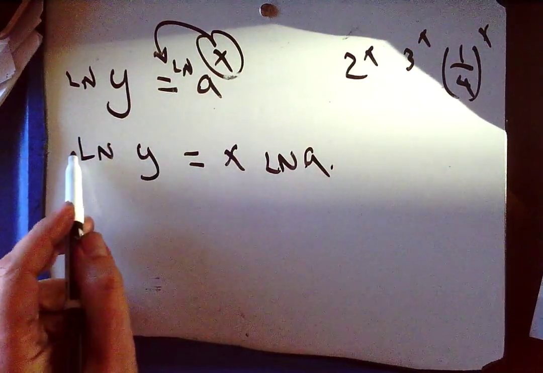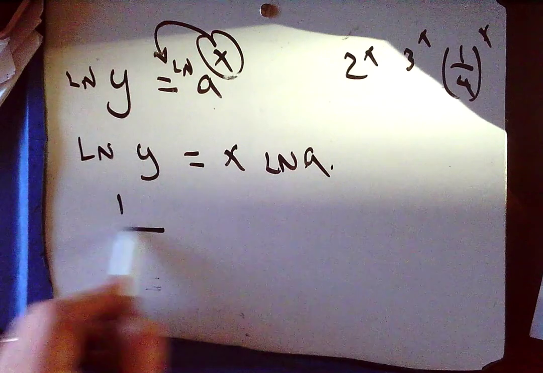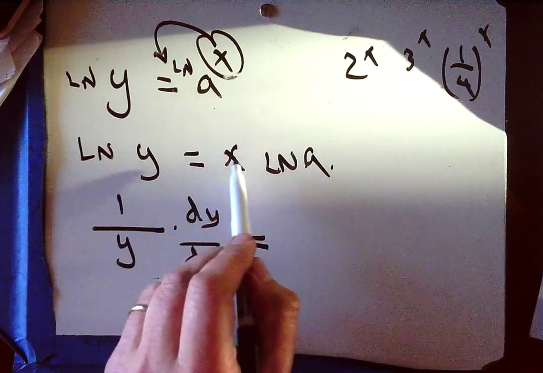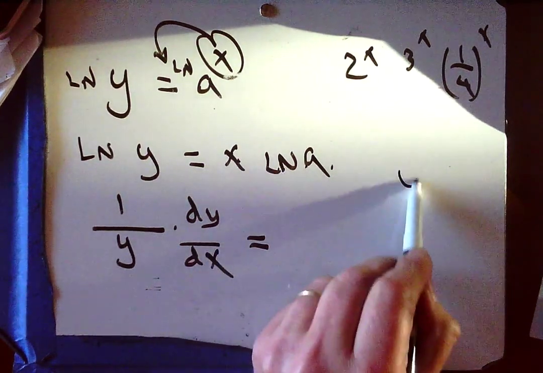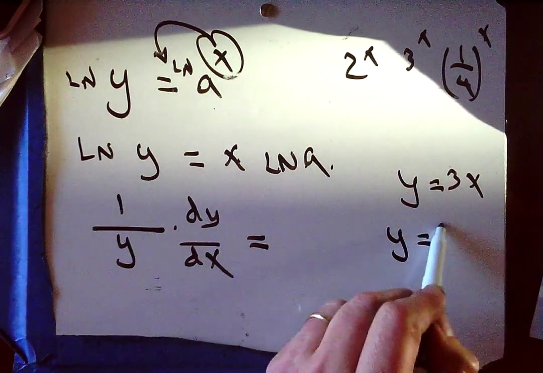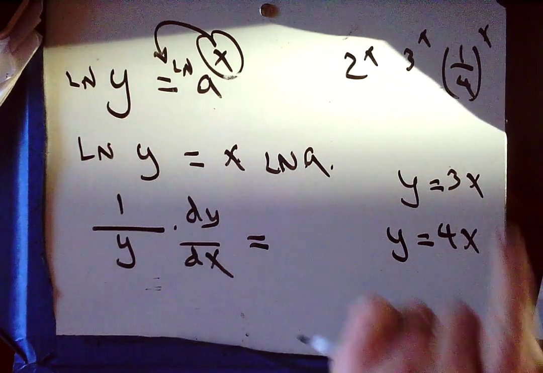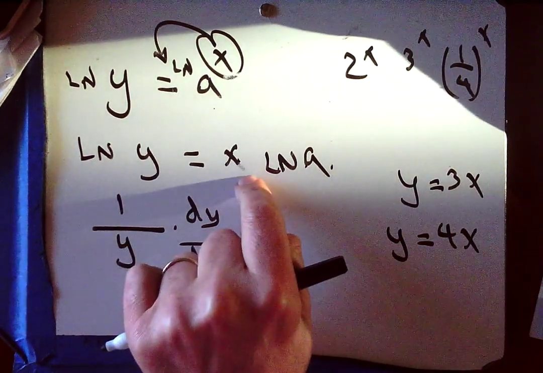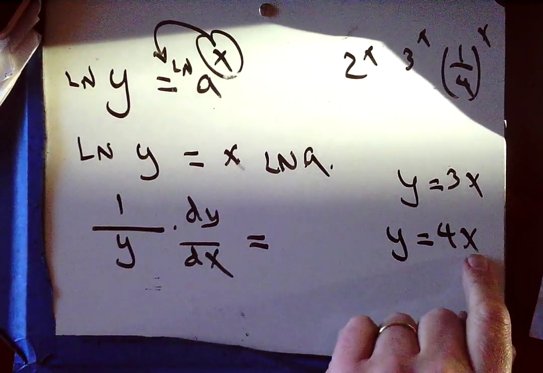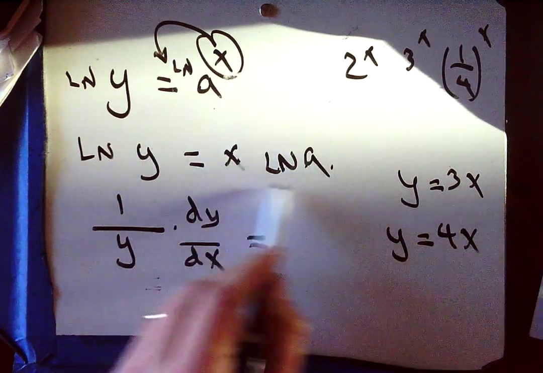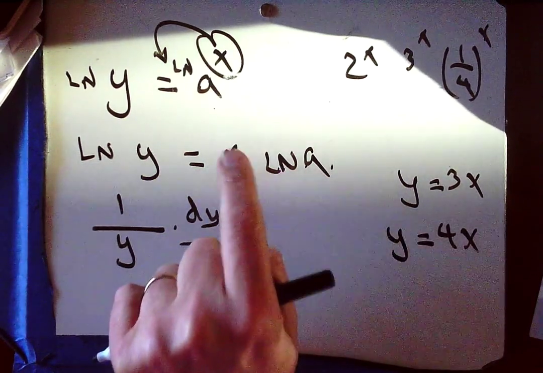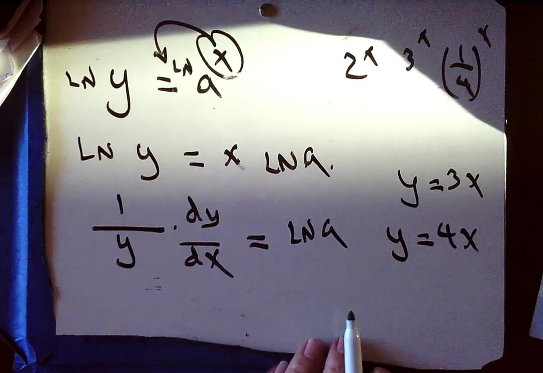So let's go and take the derivative. The derivative of ln of y is 1 over stuff times the derivative of stuff, equals, what's the derivative of x times a constant? I don't use product rule for this, so don't use product rule here. The derivative of x times a constant is just going to be the constant times the derivative of x, which is 1, and so I get ln of a.